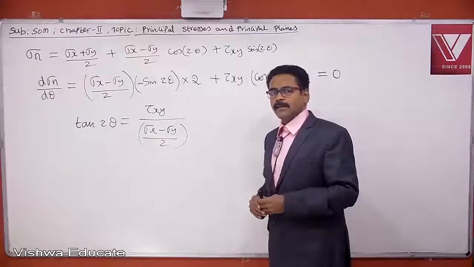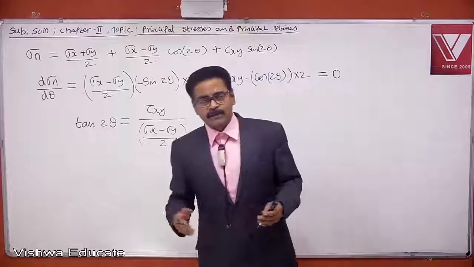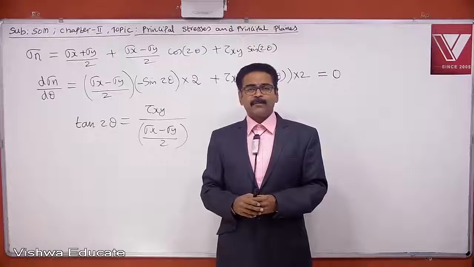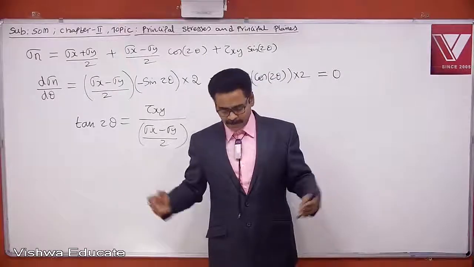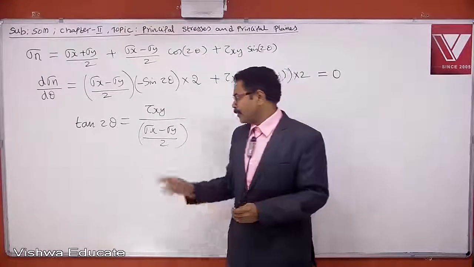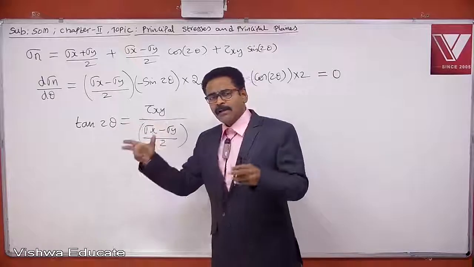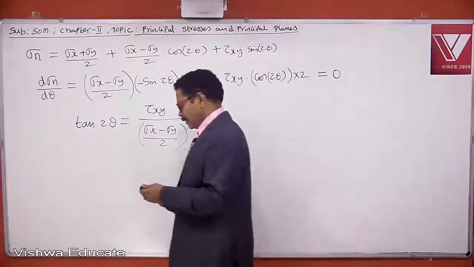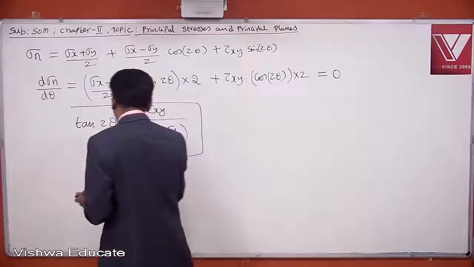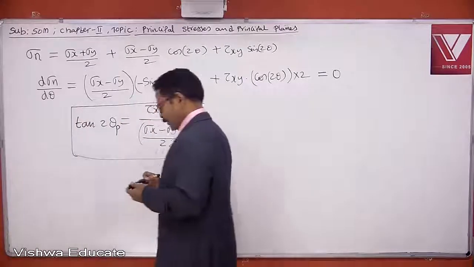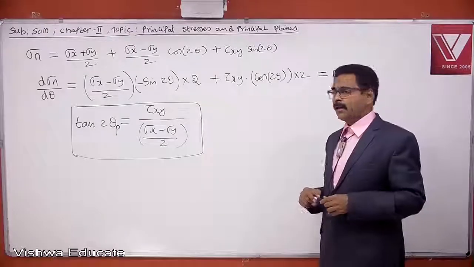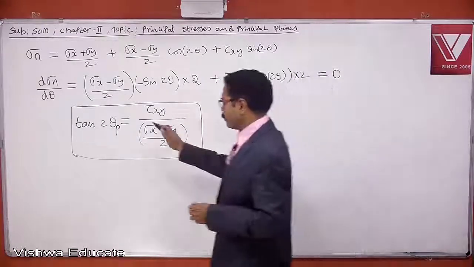Which planes carry the highest normal stress and lowest normal stress? In previous sessions I dictated: the plane which carries the highest normal stress is called the major principal plane. The plane which carries the lowest normal stress is called the minor principal plane. So indirectly this theta indicates what? The angle of principal planes, right? That is why I am putting P here. Here theta P indicates the angle of principal planes. Okay, this is one of the important formulae.